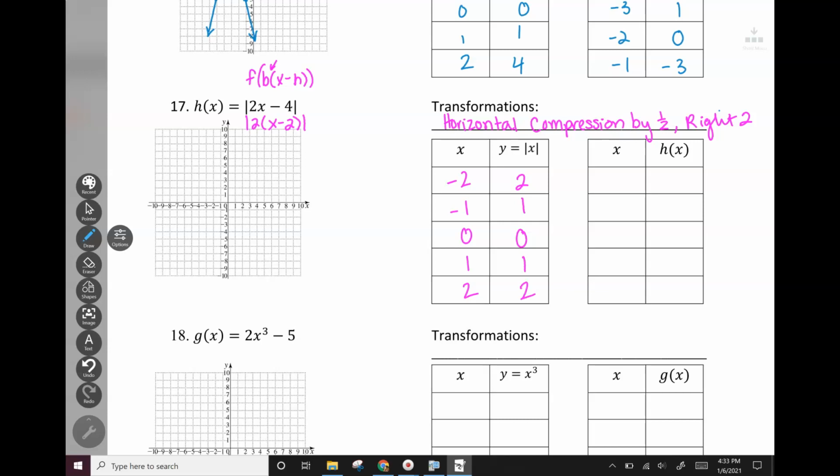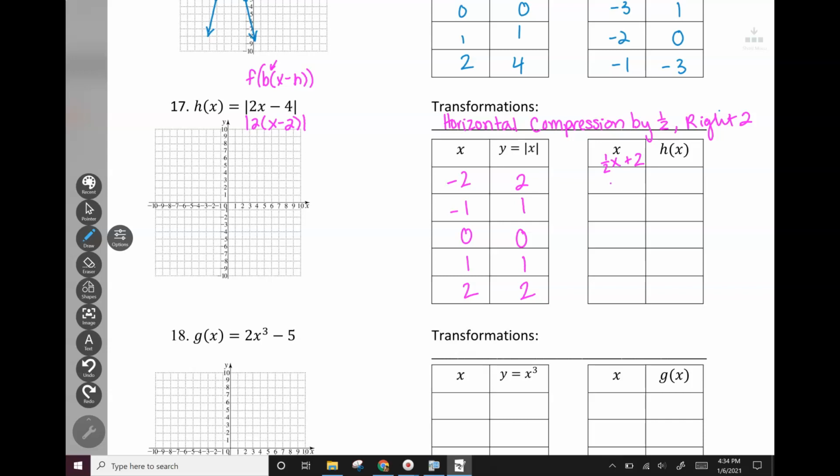All right, so anything on the inside is what affects the x. So the 1/2 gets multiplied by the x, and then it moves to the right 2, so that's +2. Basically, anything affecting the x is always opposite. I think of it as always just backwards, right? Because there was a 2 in front of the x to begin with, now it's a 1/2. And then there was a -2, it became a +2. So you're always changing things involving the x, never things outside of the function that affect the y.